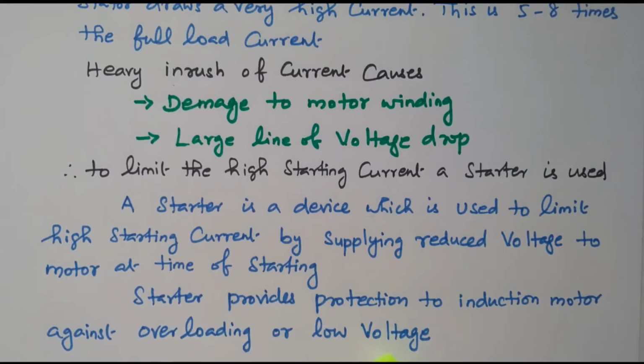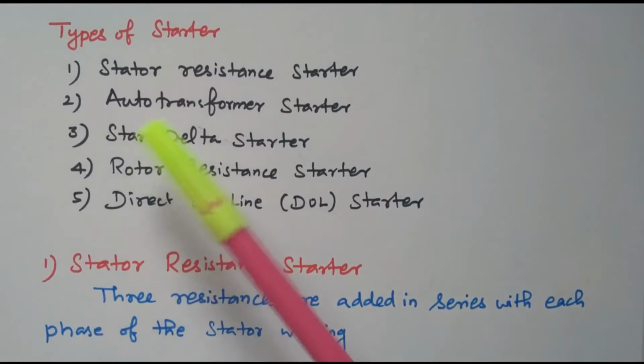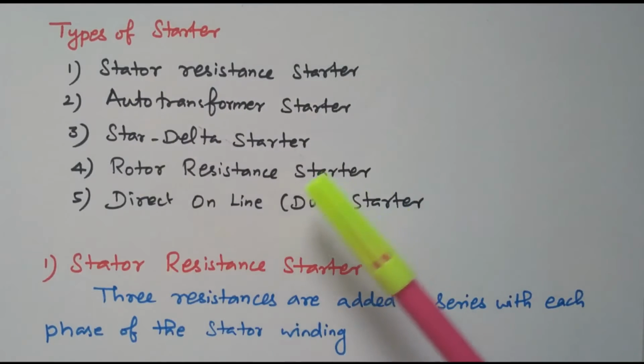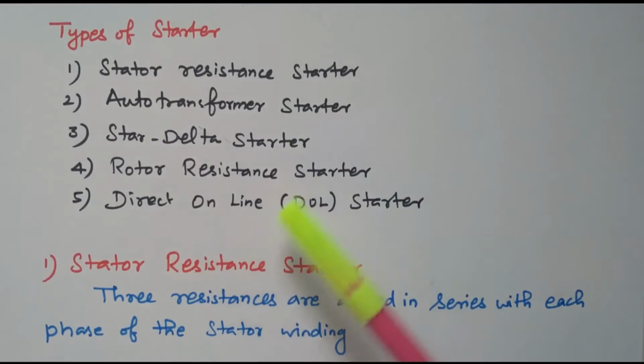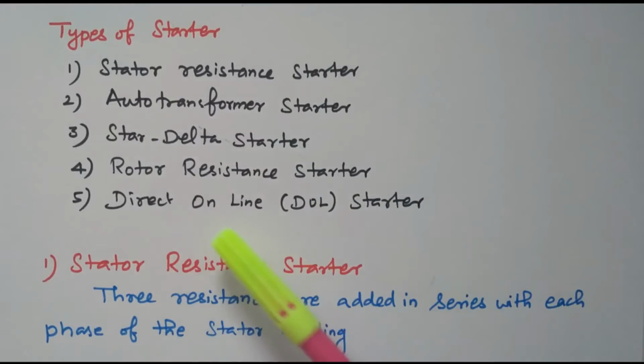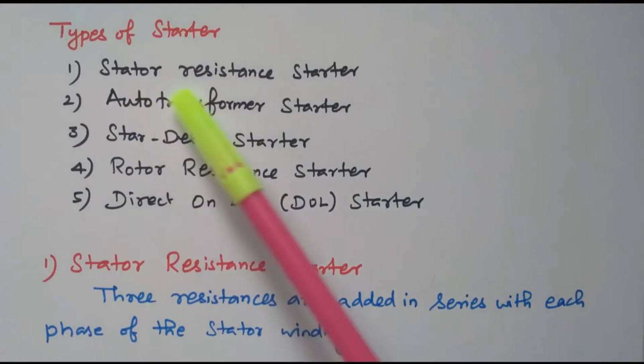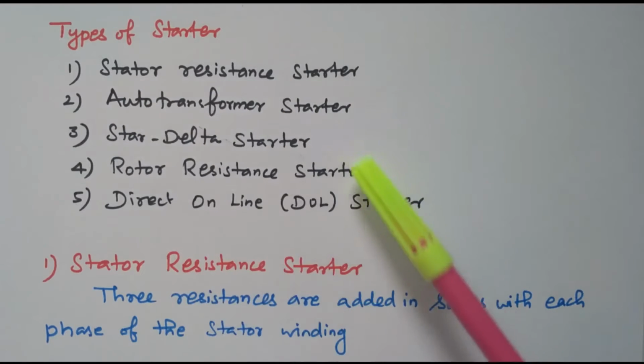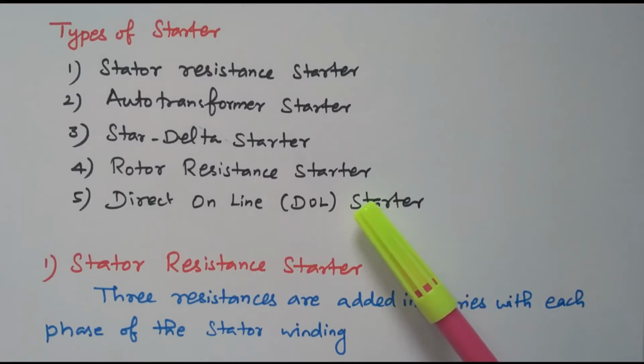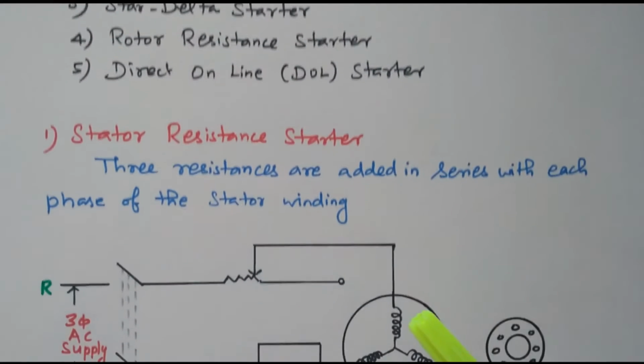Now we will see the types of starter. The types are: stator resistance starter, auto transformer starter, star delta starter, rotor resistance starter, and direct online starter. There are 5 types of starter available. In this video, we will see the stator resistance starter. The remaining 4 types are available in separate videos. Now we will go to the stator resistance starter.